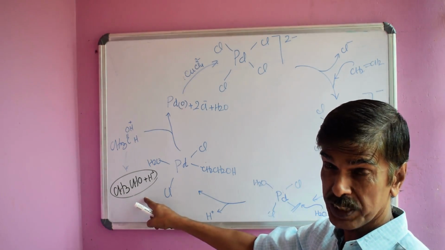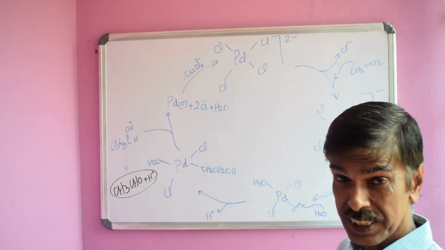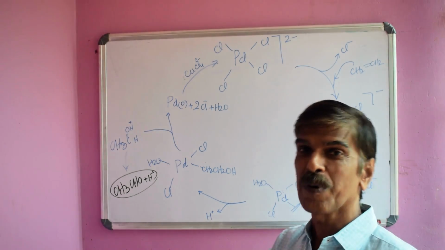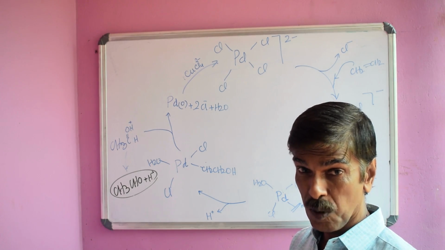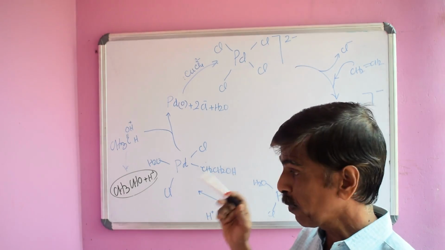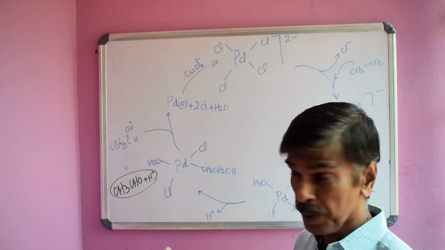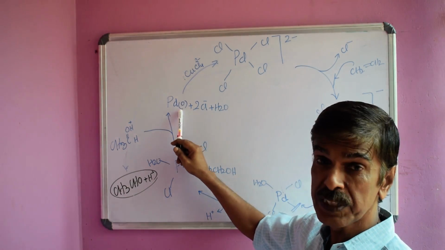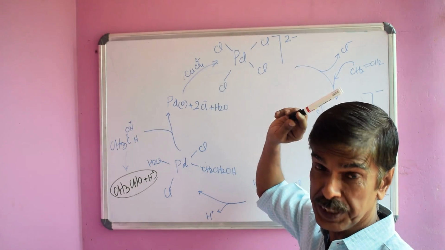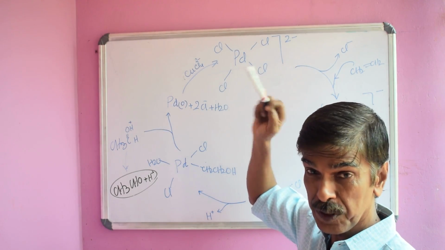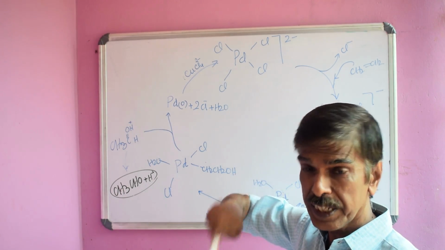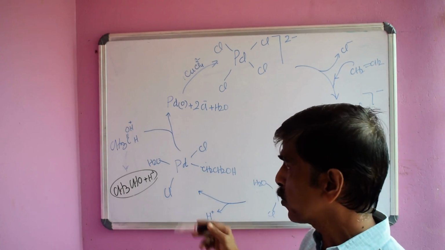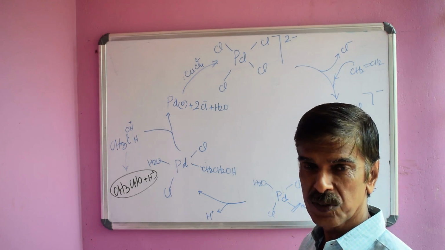And what is the role of oxygen actually? The role of oxygen is to convert the copper 1 into copper 2. Copper 2 is there in the mixture, and what is the role of copper 2? The role of copper 2 is to oxidize the palladium 0 back into the original catalytic species. And in that process, copper 2 itself gets reduced into copper 1, and that copper 1 is oxidized back to copper 2 by the oxygen that is used in this reaction.